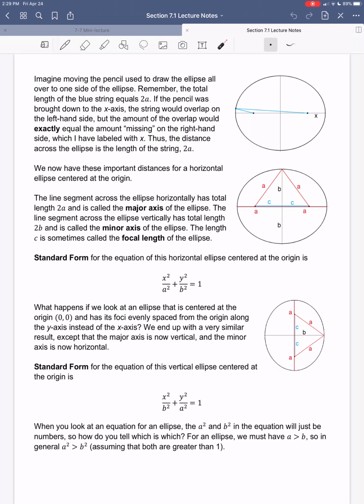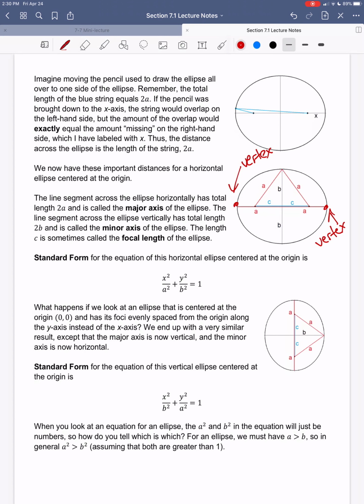So a is out to the sides, b is up and down like this, and c is the distance to the focus. This is called the major axis if I go across this length 2a. B is called the minor axis. Major is longer than the minor axis. One thing I didn't put in the notes here, but if I look at these points at the end of the major axis, they are called the vertices of the ellipse. Each of those is called a vertex.